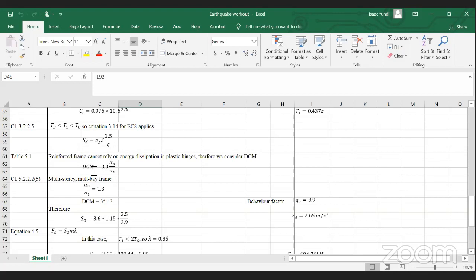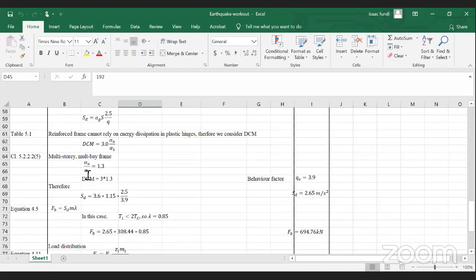Mu u divided by mu 1. According to that clause, we are dealing with a multi-story building with more than one bay, because the limitation is whether you are dealing with just a multi-story and a single bay. So in our case, it is a multi-bay, multi-story structure. And the value of mu u divided by mu 1 is given as 1.3. That gives us a behavior factor of about 3.9 for the building.